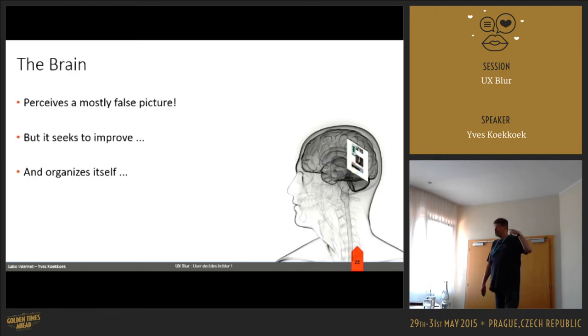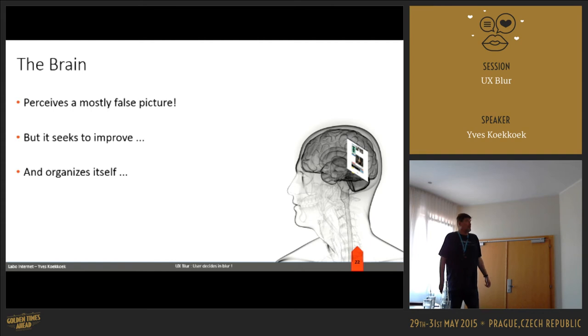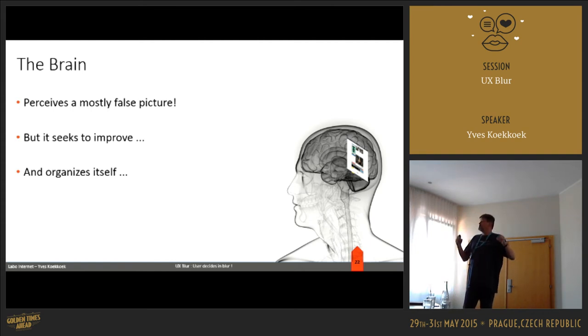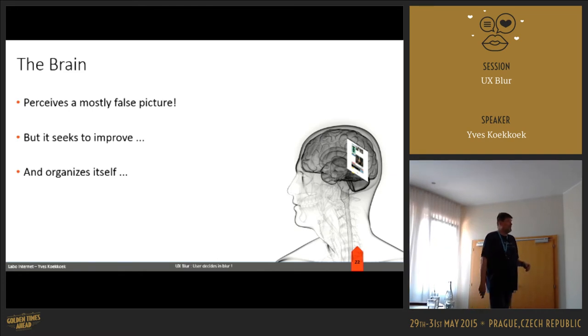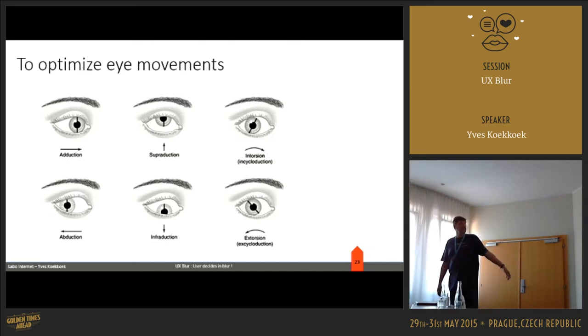Meanwhile, my brain has an absolutely perfect picture, but absolutely false. He doesn't know what it is, unless I check point by point what I'm seeing, what I imagine. But he tries to improve, and he organizes. It's organized by this, to drive eye movement.